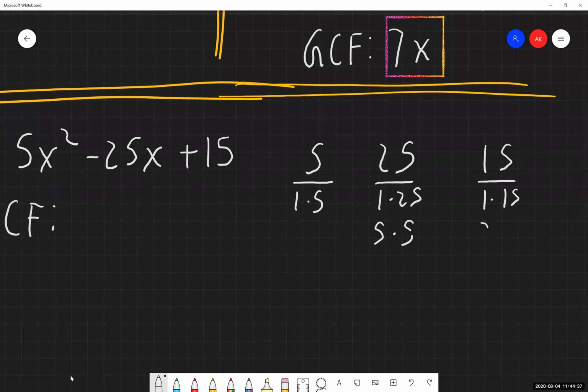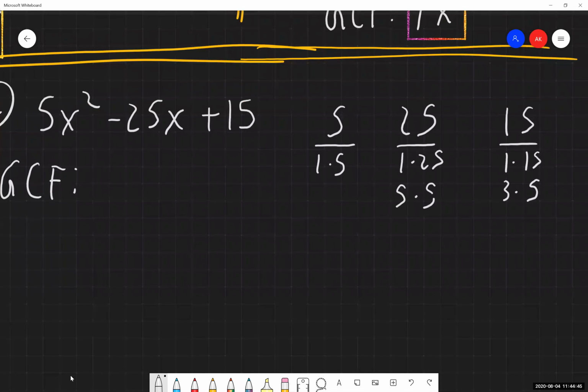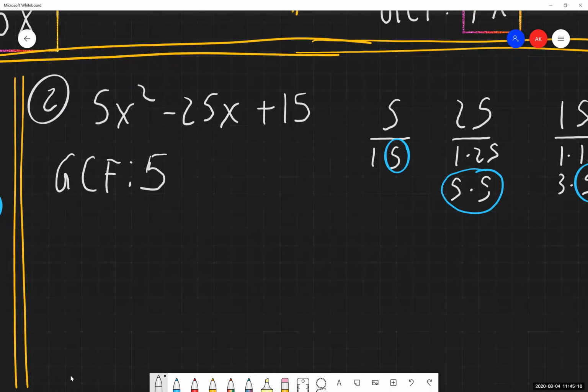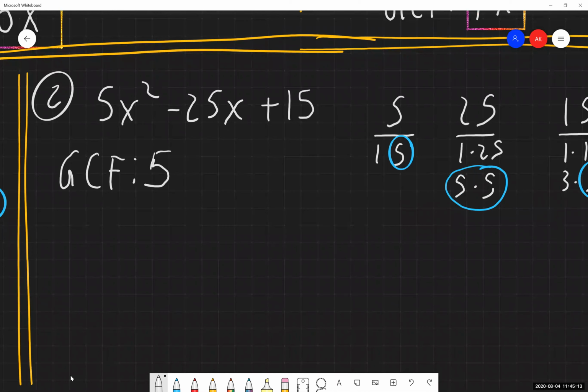Oops, 3 times 5. Okay. So I'm finding what is the largest number that all of these are going to share. And it's looking like they all share a 5. So the greatest common factor between these 3 terms is going to be 5. Then look to the x's. One has an x squared, one's just an x, and one has no x in it. I can always default to using the one that has the least numbers of a variable inside of it, and that's what I can use.